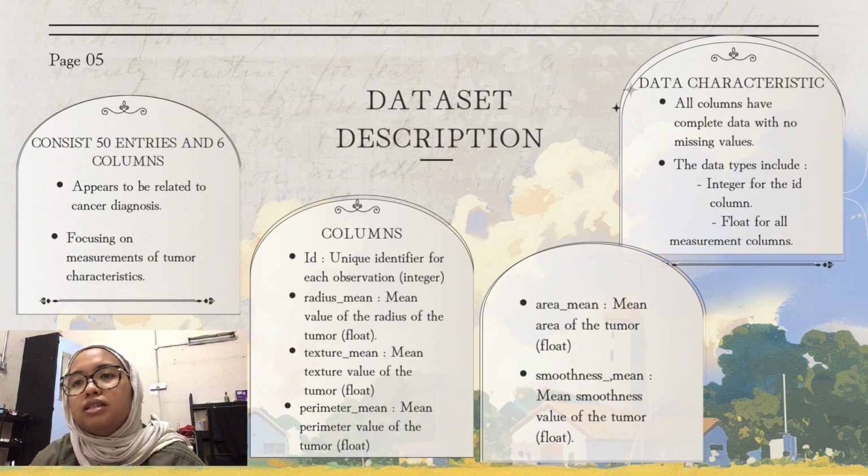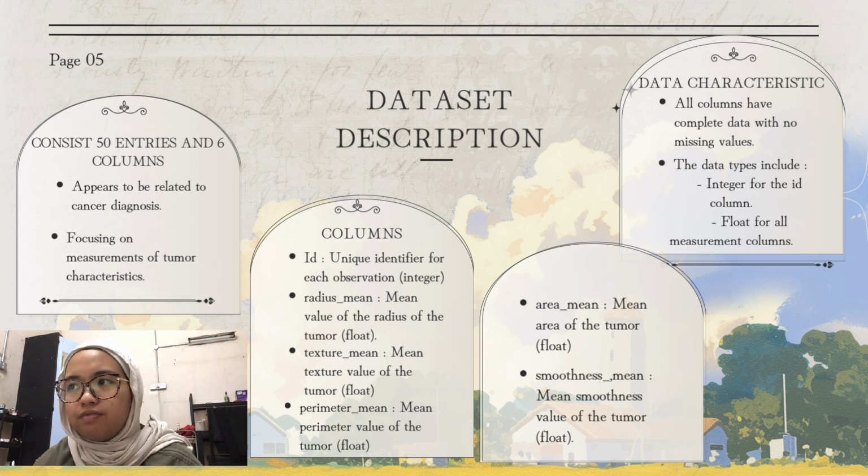Radius mean means the average radius of the tumor, representing size. Texture mean means the average texture value, indicating surface patterns. Perimeter mean means the mean perimeter of the tumor, which is an indicator of the shape. Area mean means the mean area, providing an estimate of the tumor size in terms of surface coverage. And lastly, we have smoothness mean, reflecting how uniform the tumor surface is.